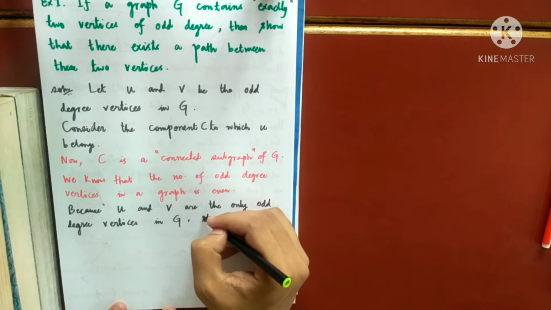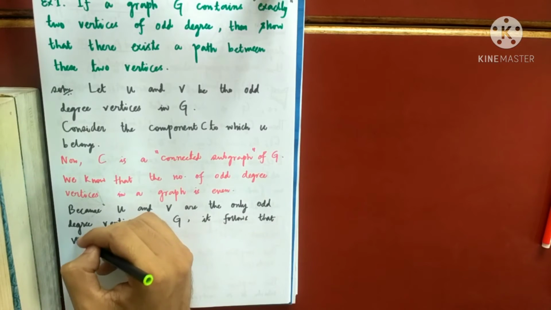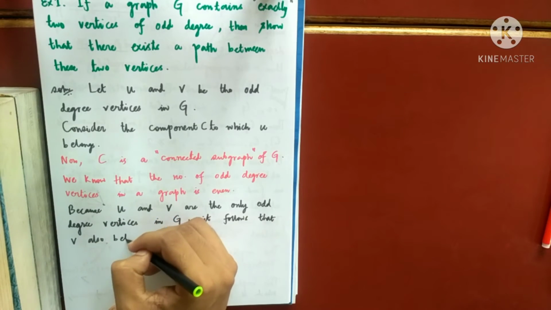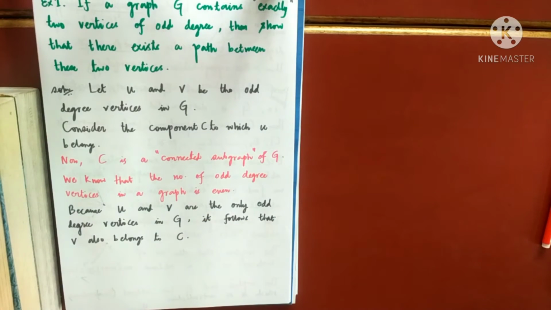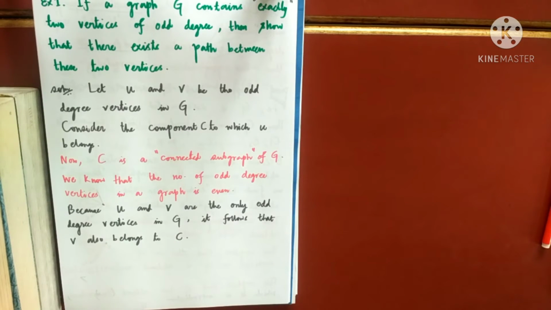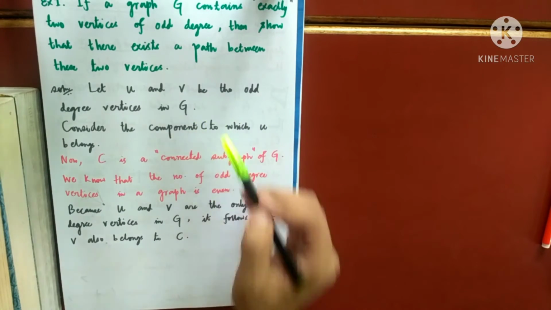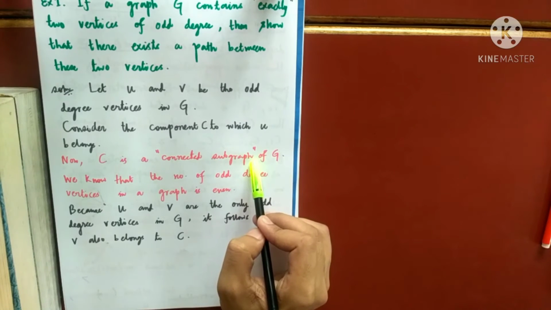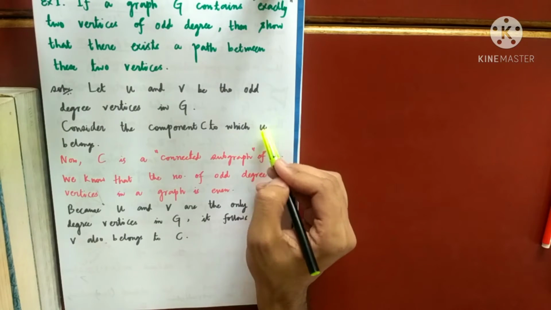It follows that V also belongs to C. I'll explain what I have done. I know that in any graph the number of odd degree vertices is always even. This is also true for subgraphs because subgraphs are also graphs. I know that U belongs to the component C and C is a subgraph. And G has exactly 2 odd degree vertices and one of them already belongs to C.